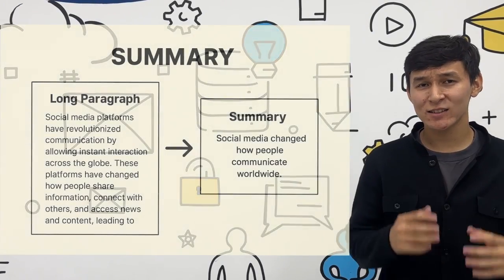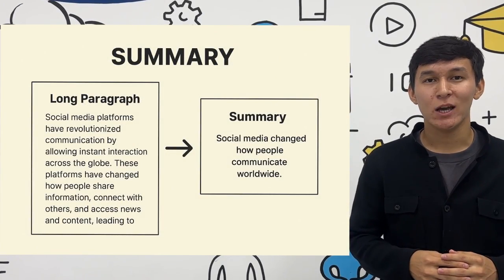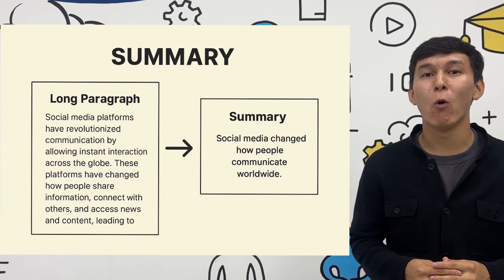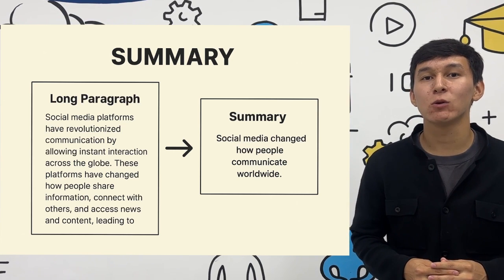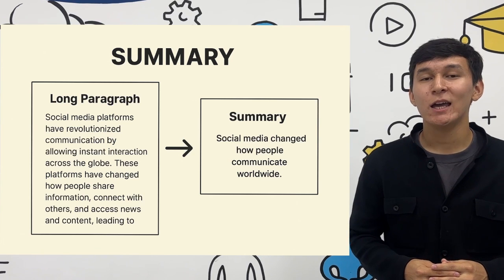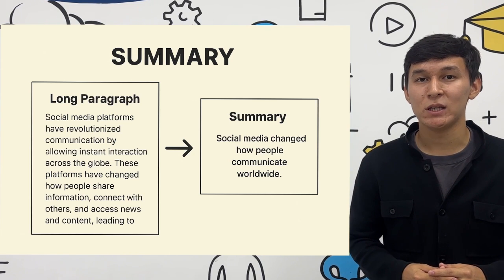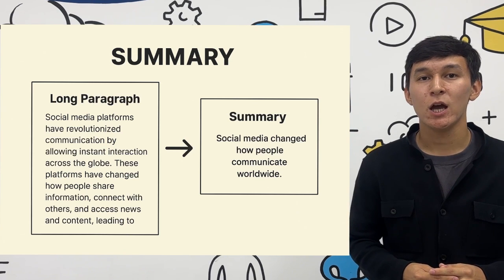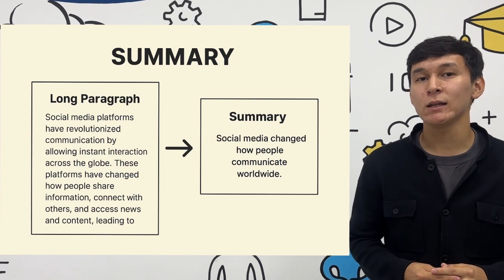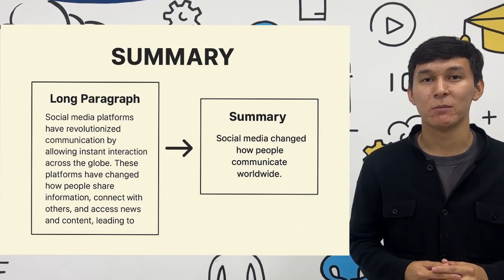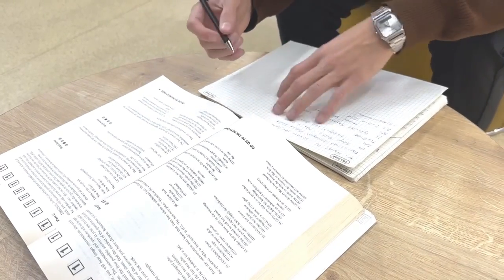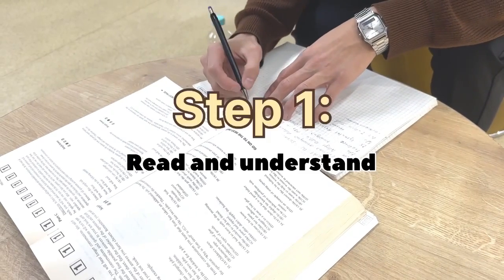So, what is exactly summarizing? A summary is a brief restatement of the main ideas of a text using your own words and without details, for example, from the original. In other words, summarizing means you focus on the central message, not every sentence. You keep the core meaning, but make it shorter and simpler. Now, I will help you learn how to summarize easily in 5 small steps.